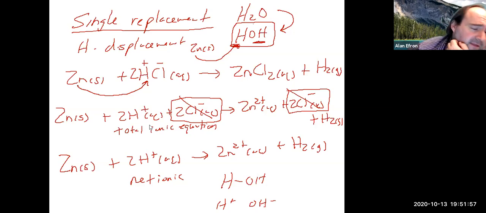Make sure you get everything balanced. Yes, so everything should be balanced all the way through your molecular equation, your total ionic equation, and your net ionic equation. They all should definitely be balanced. Any questions on that there?